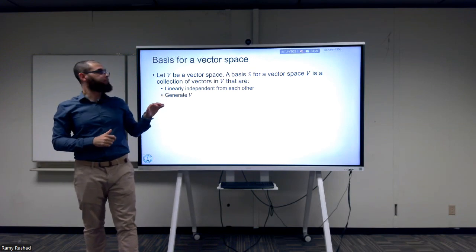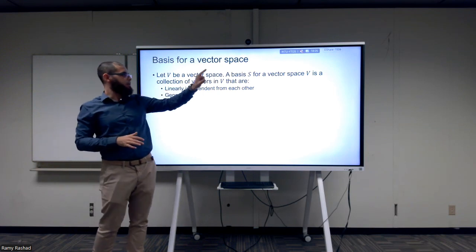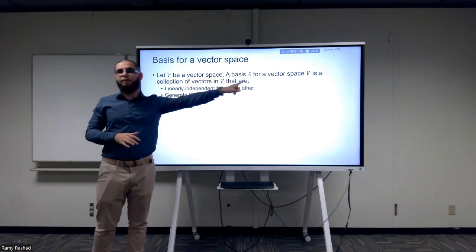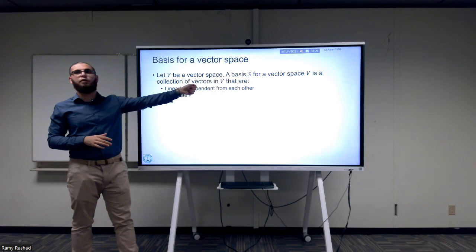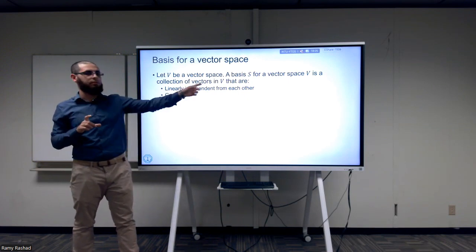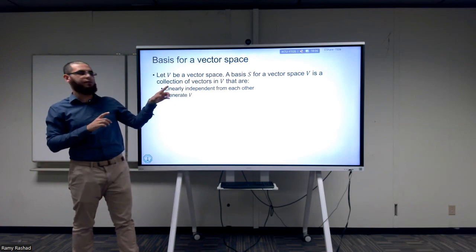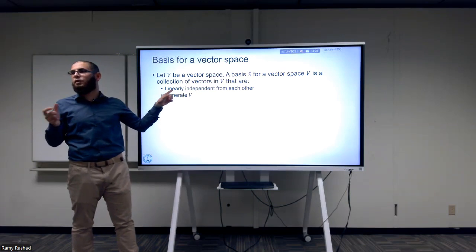Formally, what is a basis? Again, a definition. Let V be a vector space. A basis S for a vector space V is a collection of vectors in V. That's it. So a collection of vectors in V, we can call them a basis if they satisfy these two conditions. The first one, they should be linearly independent from each other.